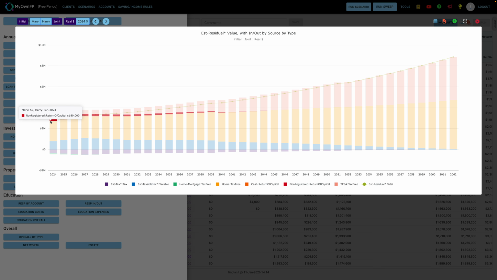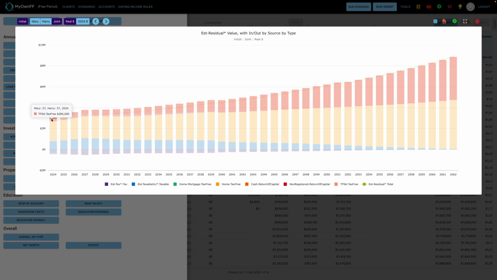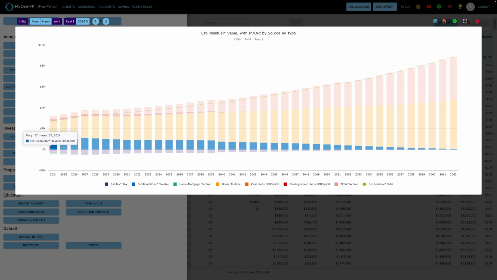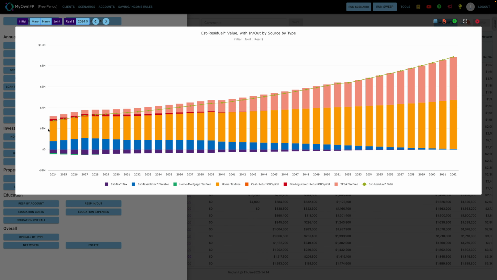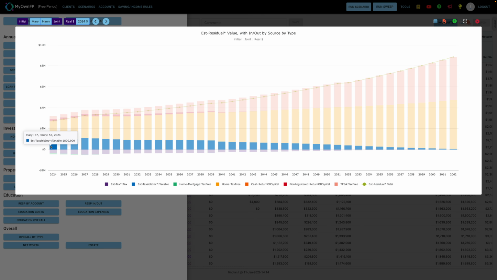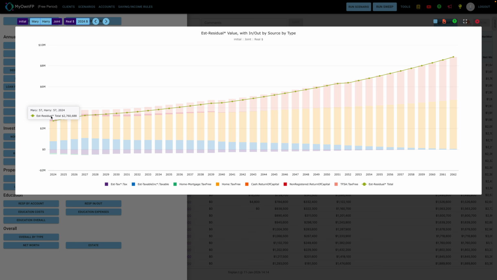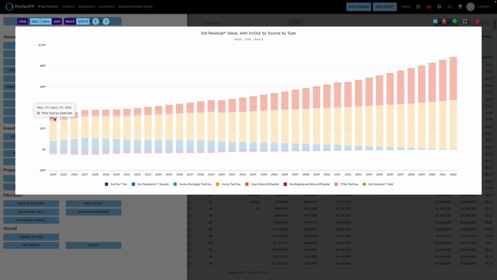A couple other things on here would be we had some return of capital from our non-registered accounts. That could be cash. It could be some part of your stock portfolio. That's return of capital. If a capital gain would have to go into this, the capital gain would be in this estate taxable portion. Your RSPs will be in this taxable portion. They're tax-free sort of thing.